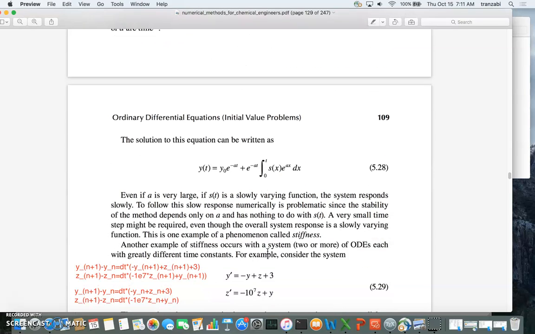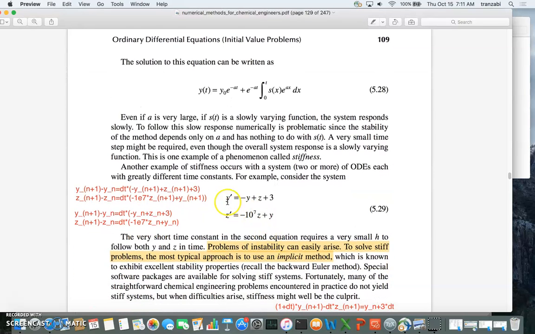Okay, so let's look at one problem here. Let's have a differential equation like this. It could be a reaction equation, right? You can think of y as the concentration of one reaction, z the concentration of the other, or y is the concentration of one species, and z is the concentration of the other species.